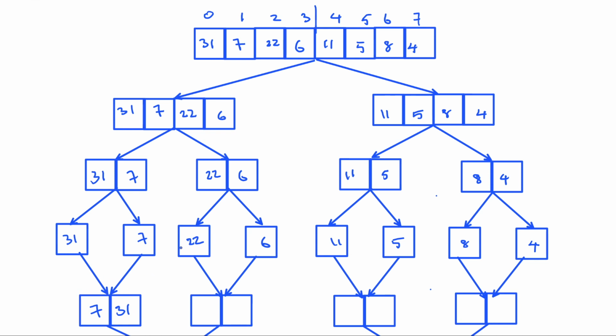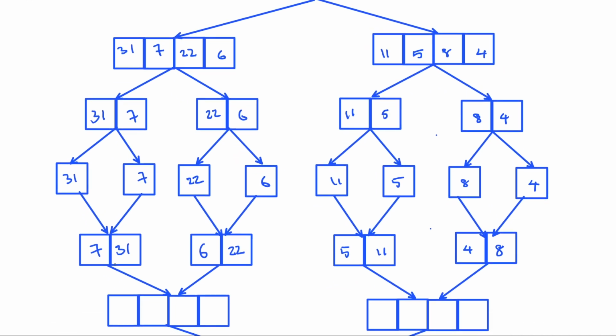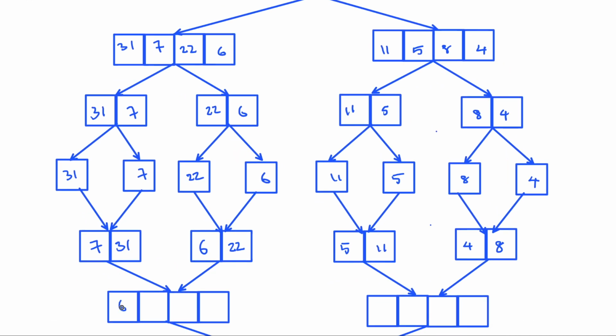Now if you want to combine these two subarrays, I will be writing 6 first, then 22 next. For this one I will be writing 5 first, then 11. Then for these two subarrays I will be writing 4 first, then 8. So we have conquered the sorting of this subarray by merging these two elements. That is, 7 comes first, then 31 next, and that applies for all the smaller arrays written over here. And in the next step I will be merging these two. So I will be writing 6 first, then 7, then 22, then 31.